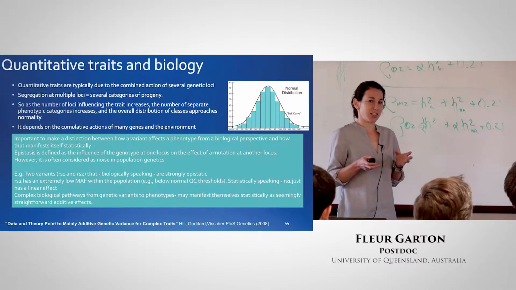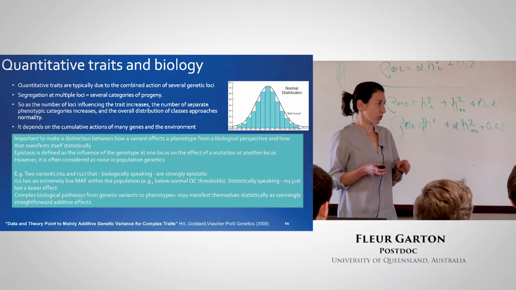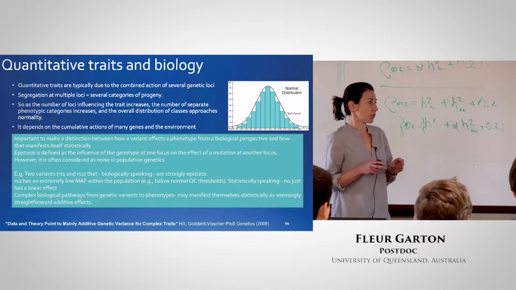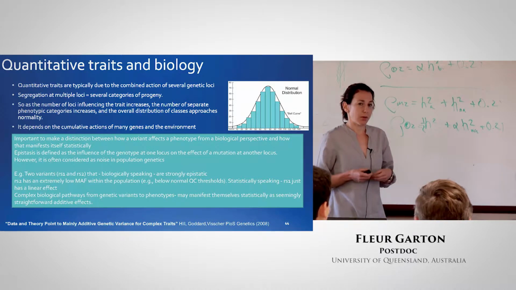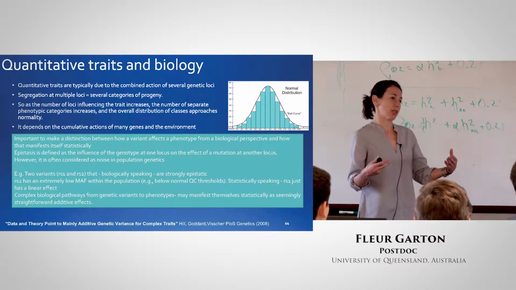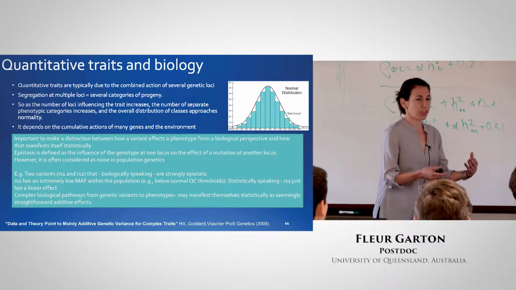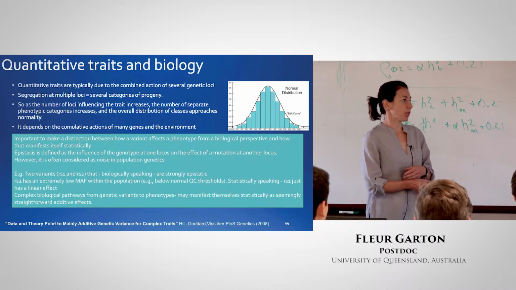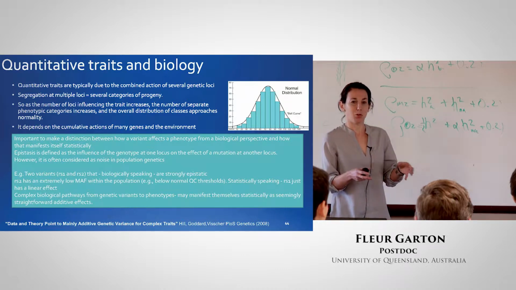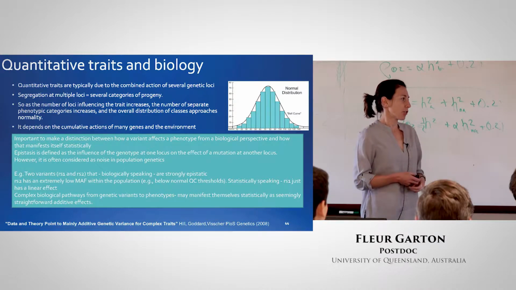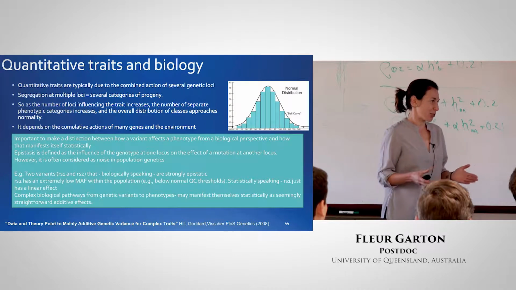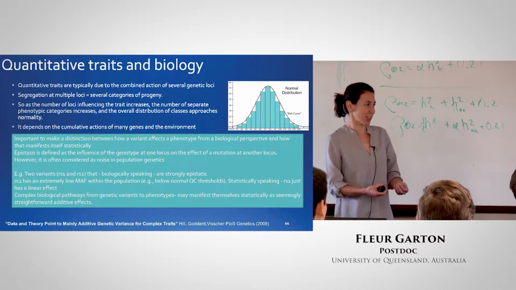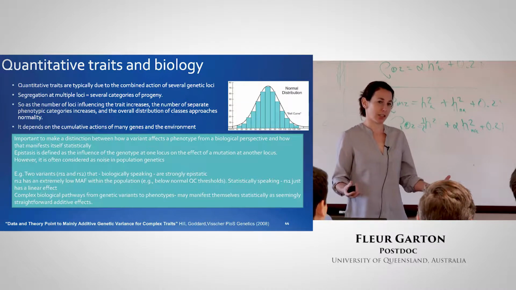However, it's often considered noise in population genetics. So for an example, you've got two variants, RS1 and RS2, and biologically speaking, they're strongly epistatic. But if RS2, for example, has a very low minor allele frequency, then within the population, statistically speaking, all you'll see is the linear effect. So complex biological pathways from genetic variants to phenotypes may manifest themselves statistically as seemingly straightforward additive effects.